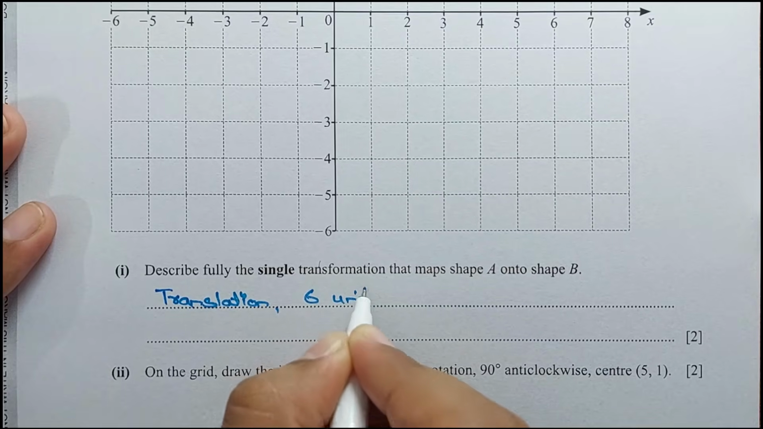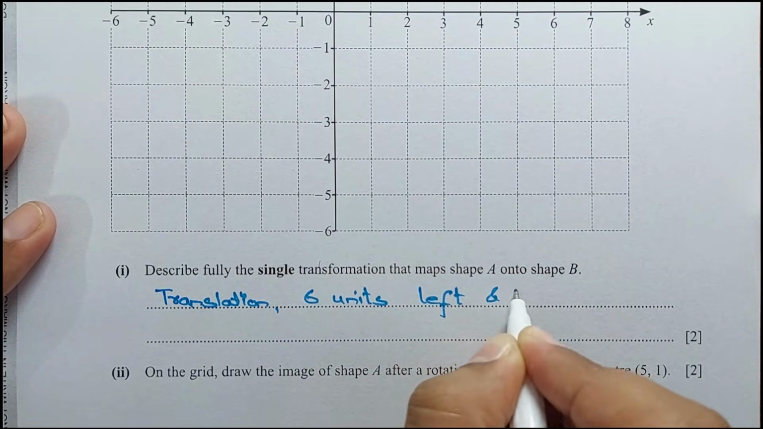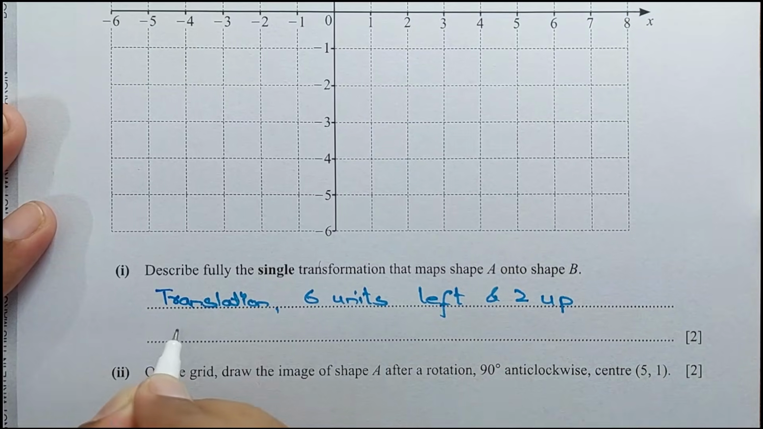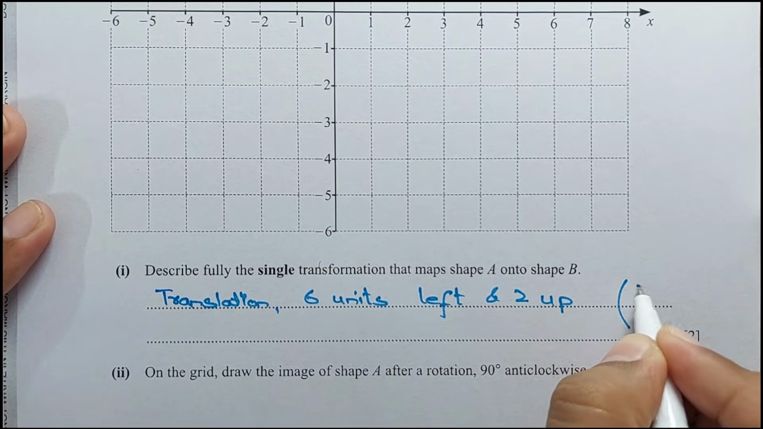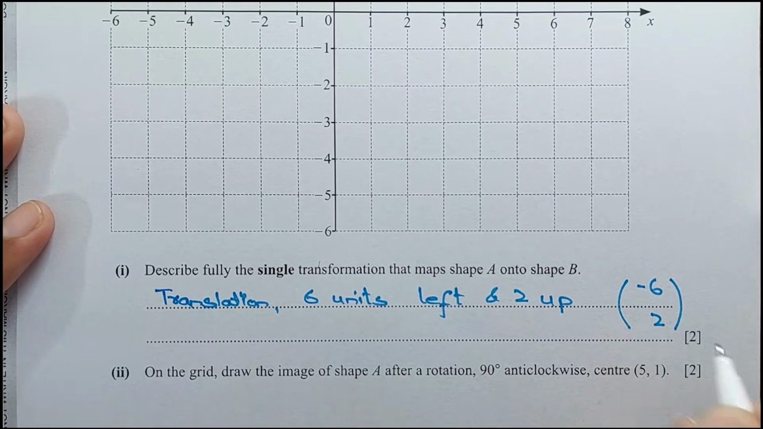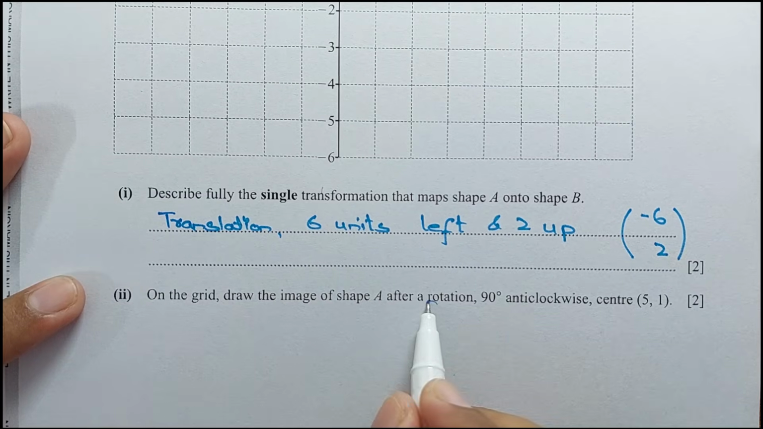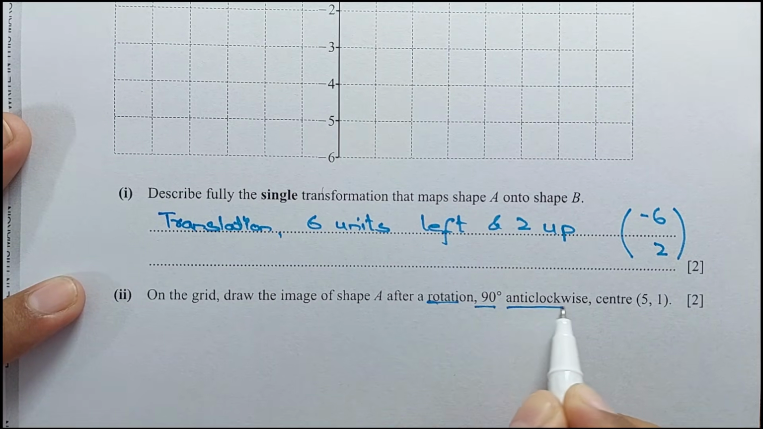6 units left and 2 up. So we can write this down as a vector: 6 units left, so minus 6, and 2 units up, so it is positive 2. Horizontal and vertical translation.